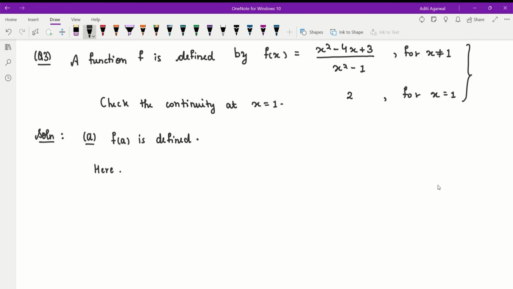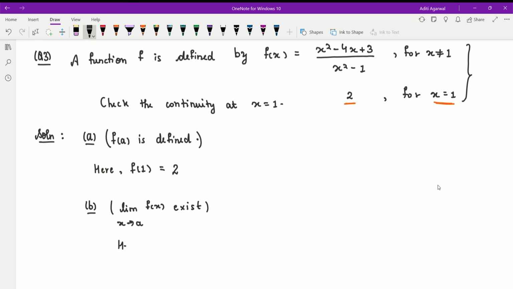Here f of 1, now I know from the split function कि जब x की वैल्यू 1 है तो फंक्शन की वैल्यू 2 है. So f of 1 की वैल्यू हो गई 2 which is defined. So no problem here. The second condition that we need to satisfy is the limit when x is tending to a for the given function should exist. Now let's see if the limit exists or not.